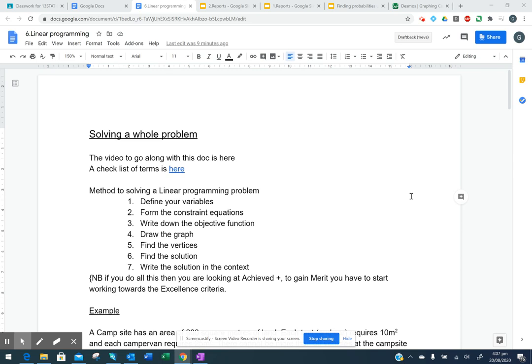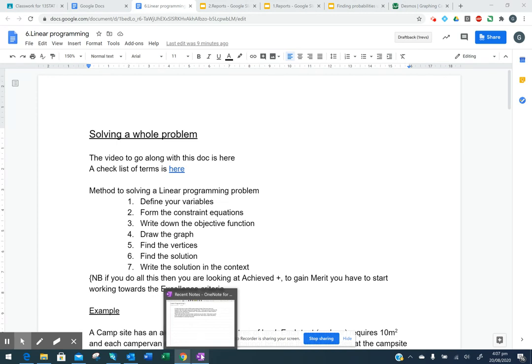Okay, so in this video, we are attempting to do a whole problem. We need to define our variables. We need to write the constraint equations. We need to write the objective function. We need to draw the graph. We need to find the vertices, find the solution, and write the solution in context.